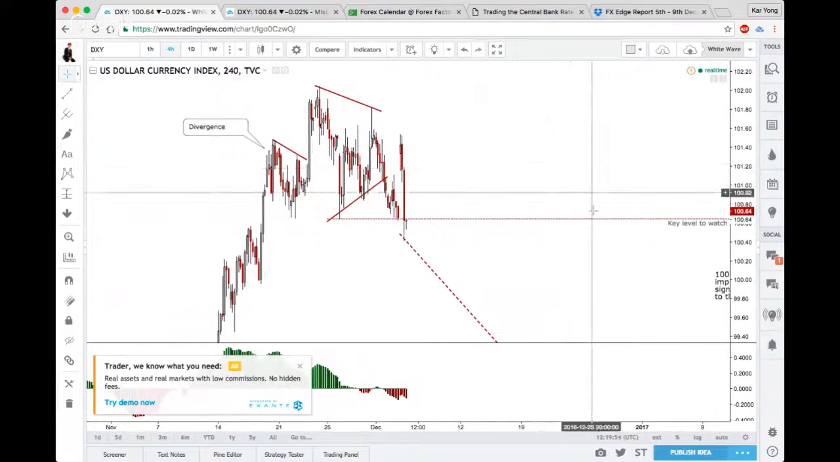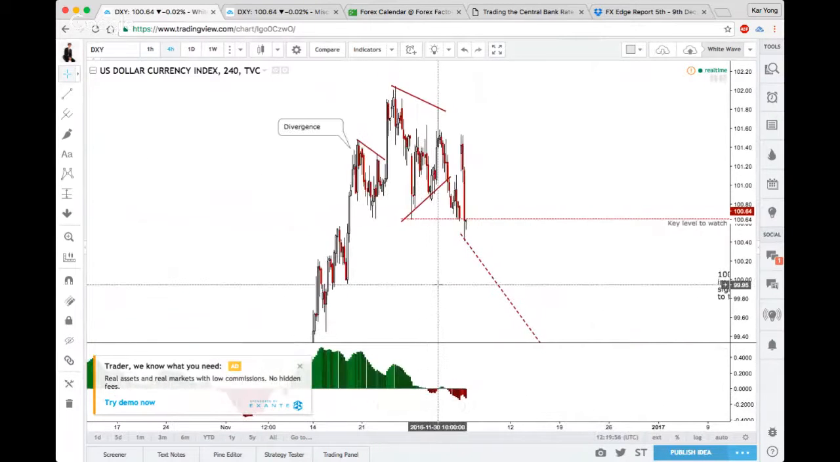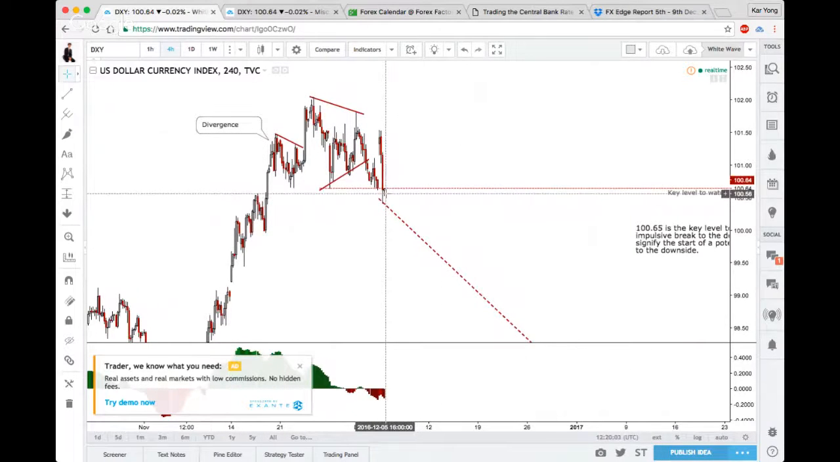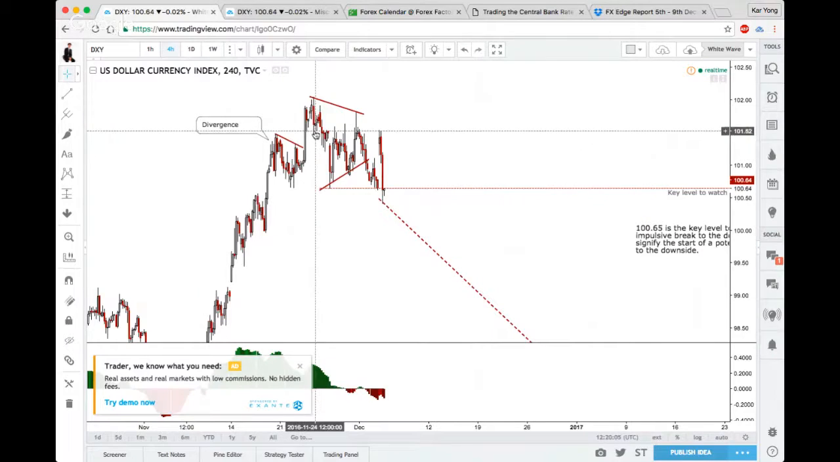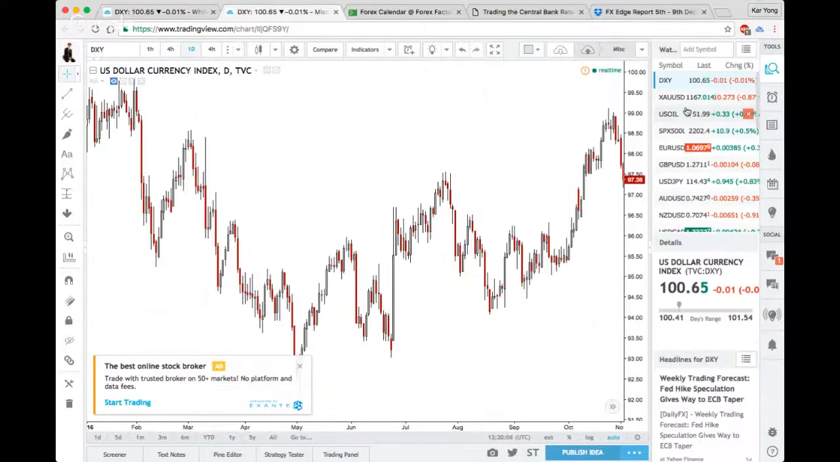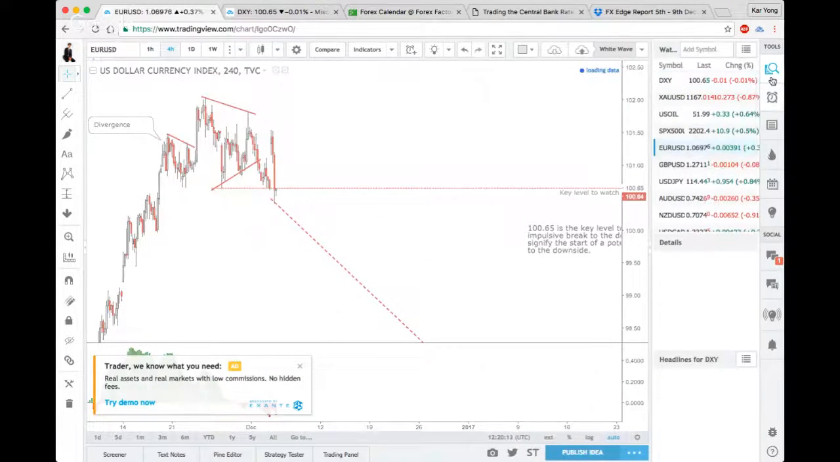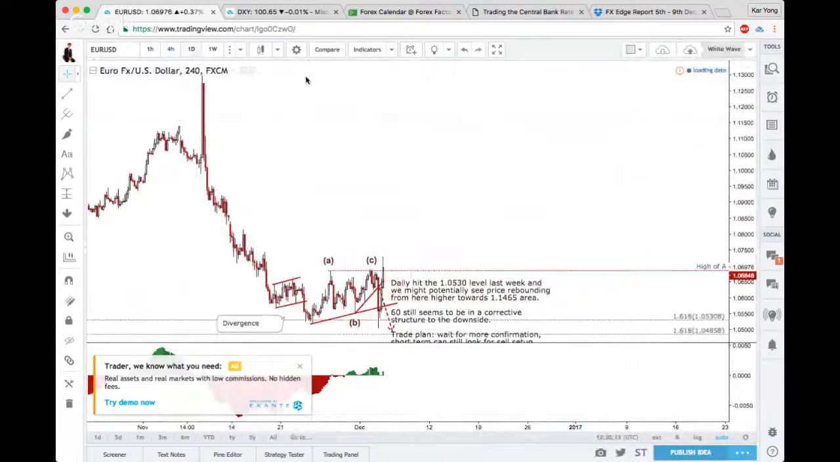Right, so we don't really trade the dollar index, but we are using this as a benchmark to trade other currency pairs. Okay, so if dollar index starts to drop, all other majors might see a rally, especially your euro dollar. So let me go over to euro dollar to share with you what we are looking out for in this particular week.